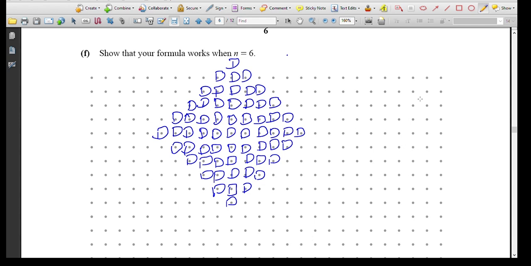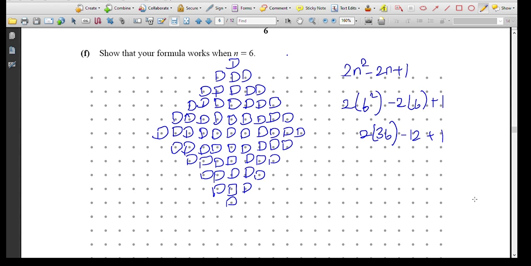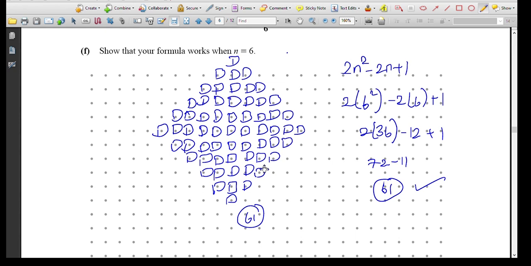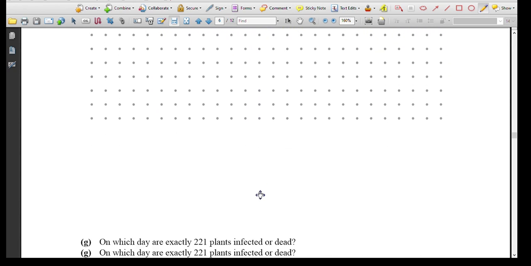Let's check by the formula. The formula we have got is 2n squared minus 2n plus 1, and if the day is 6, then we'll be getting 2 into 6 squared minus 2 into 6 plus 1, so 2 into 36 minus 12 plus 1. So 72 minus 11, and it is 61. And even here in the diagram, we got 61. So both are satisfying. So we have shown that our formula works here.